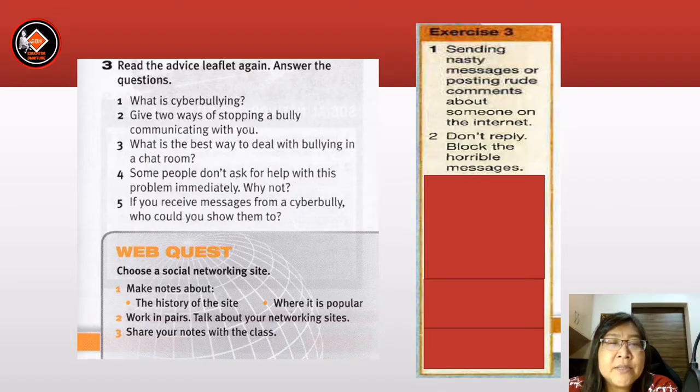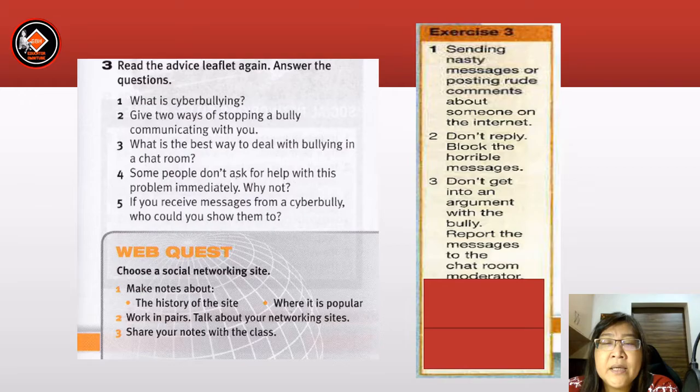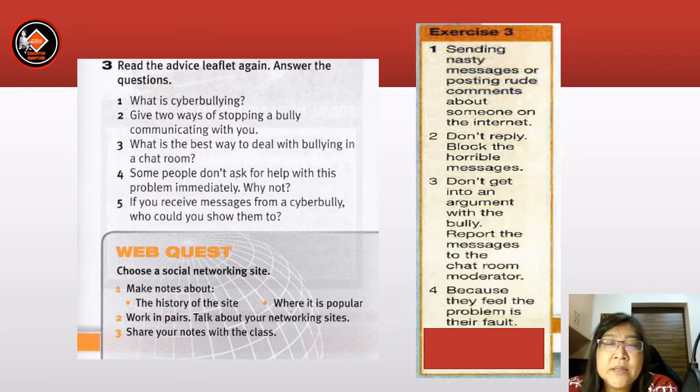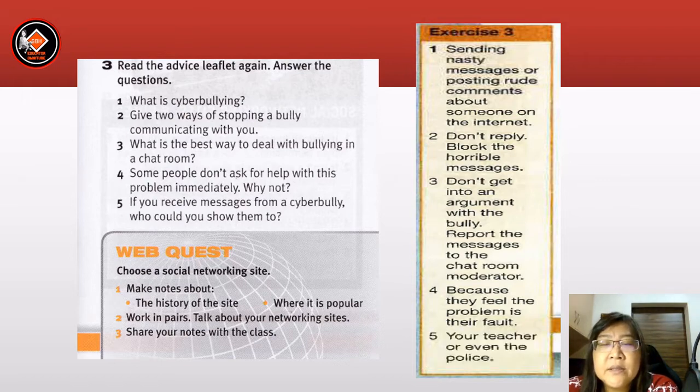Number 3, what is the best way to deal with bullying in the chat room? So the answer is don't get into an argument with the bully. Report the messages to the chat room moderator. And next, some people don't ask for help with this problem immediately. Why not? The answer is because they feel the problem is their fault. If you receive messages from a cyberbully, who could you show them to? So the answer is your teacher or even the police.